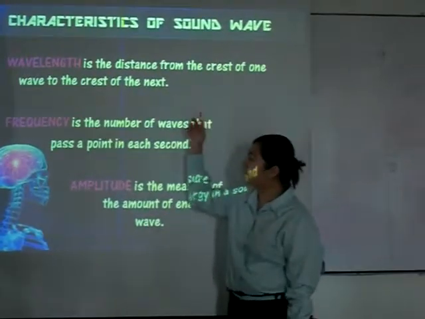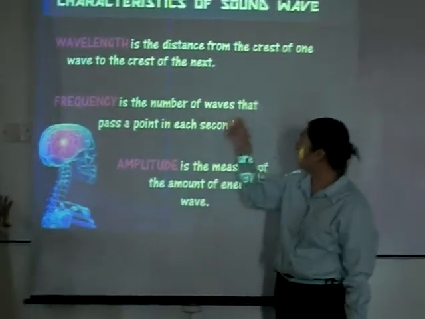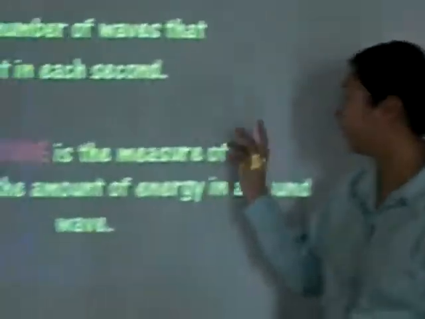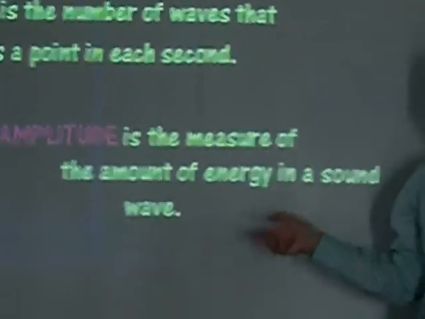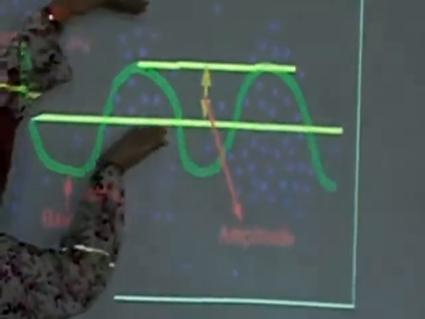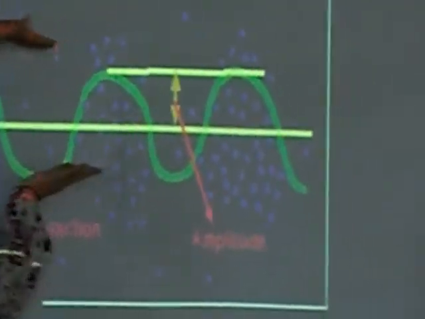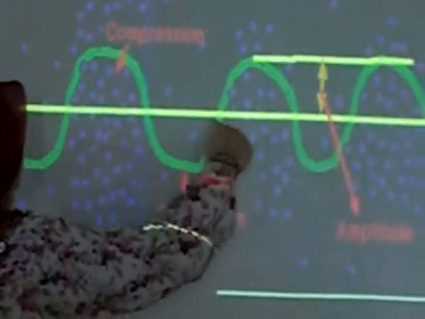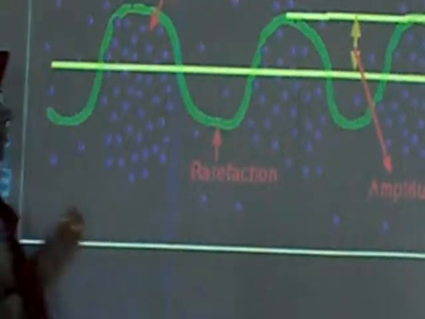Okay, the wavelength is the distance from the crest of the wave to the next one. The frequency is the number of waves that pass a point each second, while the amplitude is the measure of the amount of energy in a sound wave. So this is the wavelength, the distance between crest and crest. This is the amplitude, the distance between the top of the crest and the normal point, and the frequency is the number of complete oscillations in 1 second.